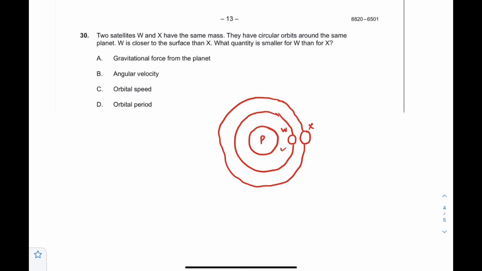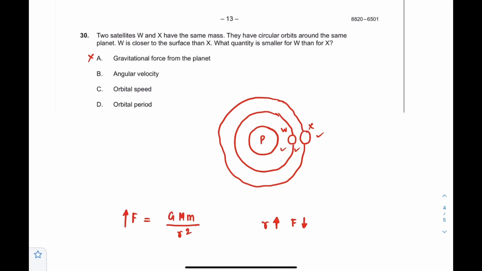We know that gravitational force is equal to G m by r square, right? So as the radius increases, what happens? The force decreases. Over here W is much closer to the planet P, so its radius will be less compared to X. When the radius is less, the force will be more. So option A is incorrect.